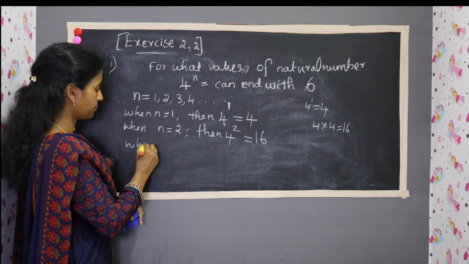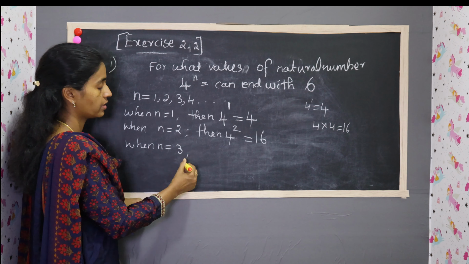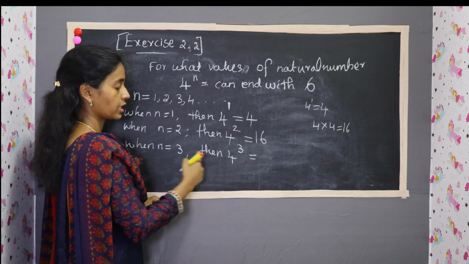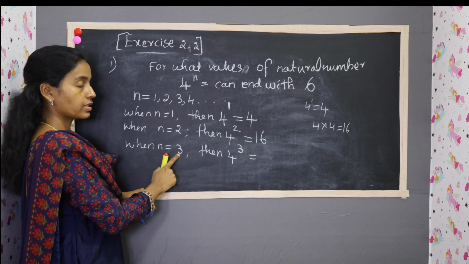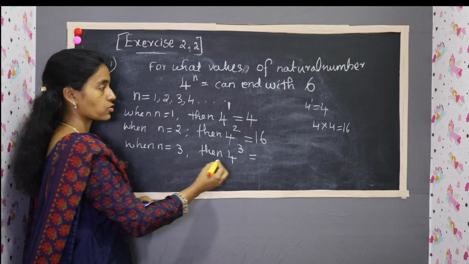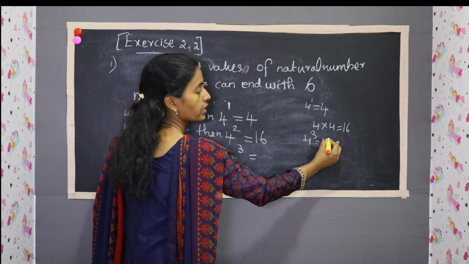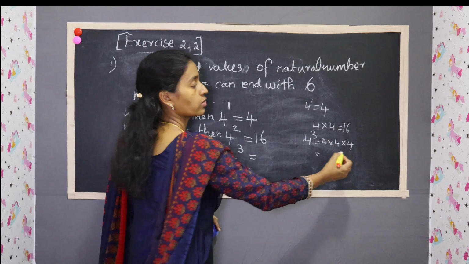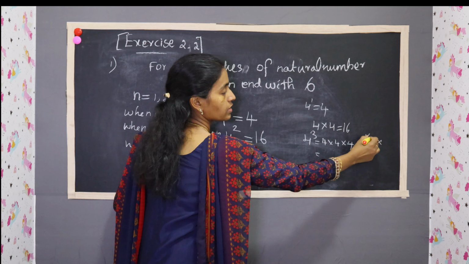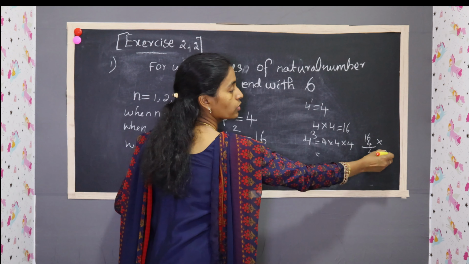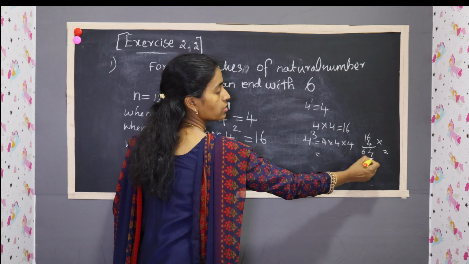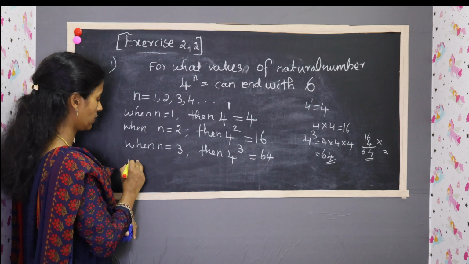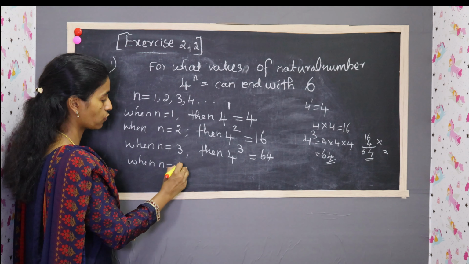And when n equals 3, 4 power 3, I should apply the value 3 in place of n. So 4 power 3 is 4 into 4 into 4. 4 into 4 is 16. 16 into 4, how much? 6 into 4 is 24, 2 carry, 1 into 4 is 4, 4 plus 2 is 6. So I am getting 64.